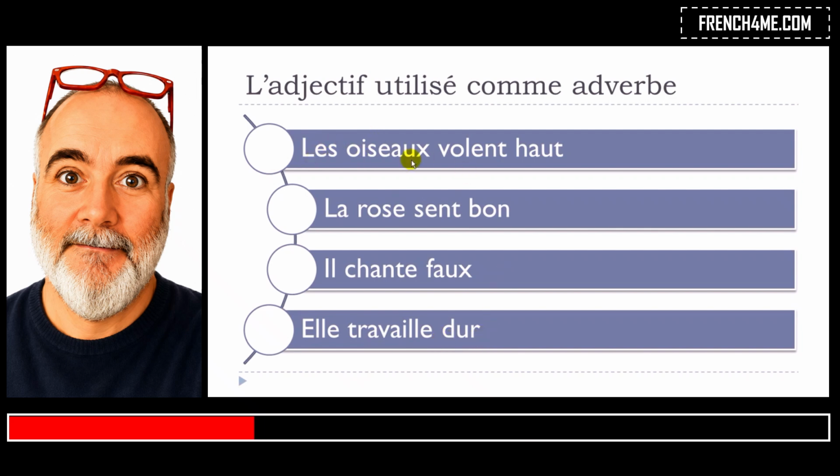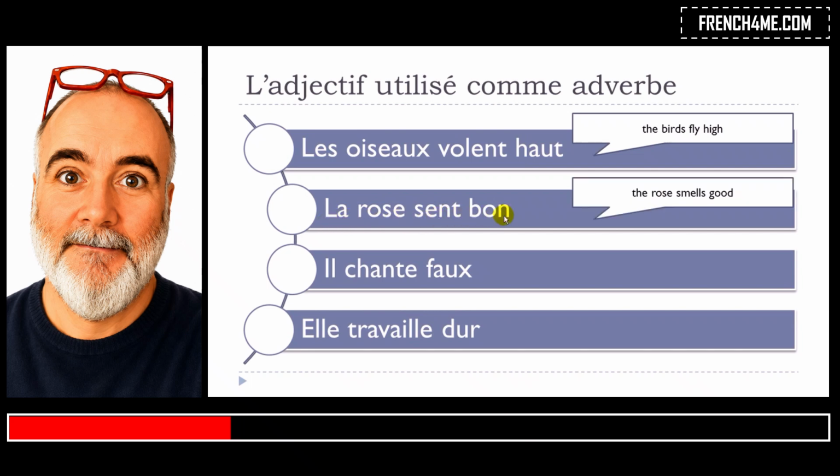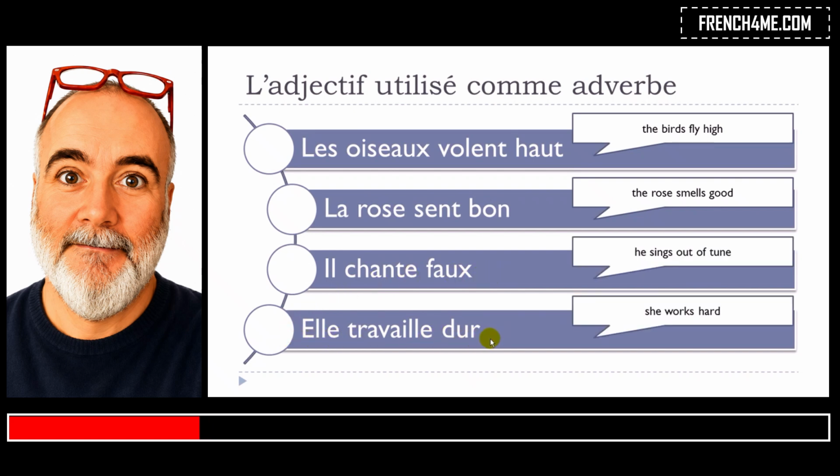Les oiseaux volent haut. La rose sent bon. Il chante faux. Elle travaille dur. Okay, so remember, haut, bon, faux, and dur are adjectives that are used as adverbs.